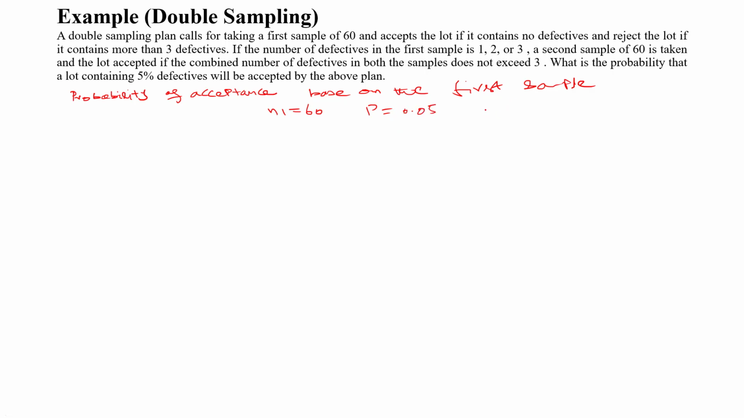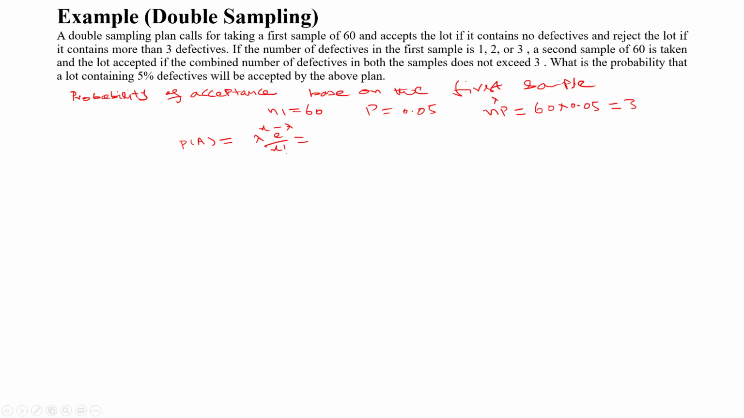So what will be the NP? We want to calculate the mean, which is also called lambda for the Poisson distribution. So 60 times 0.05 is equal to 3. Now let's suppose the lot will be accepted if there are 0 defects. So how will we calculate this? We use lambda to the x, e to the minus lambda, over x factorial. This is basically the Poisson formula.